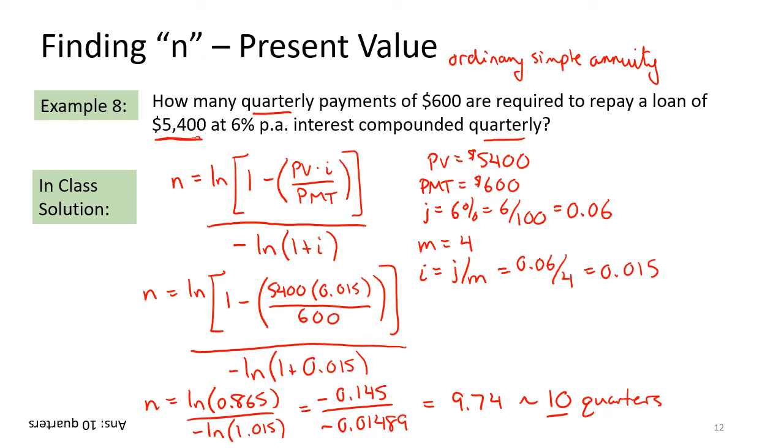Remember, that's what n is. It's a number of periods, right? Which in other words, we've got 10 quarters here, which if you wanted to convert that to years would be 2.5 years.